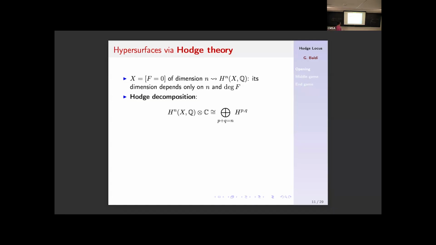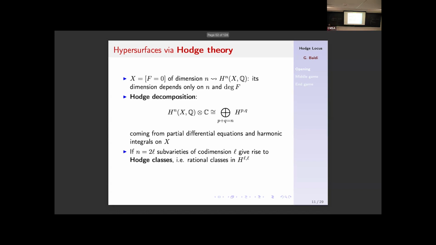We already saw it. Once you tensor this vector space with C, it comes with a functorial and natural (p,q) decomposition with p plus q equal to n. I will not go into all the details of the story, but it comes from partial differential equations and harmonic integrals on X, and the fact that you can take the (p,q) decomposition of a harmonic form, it's natural and it's still harmonic.